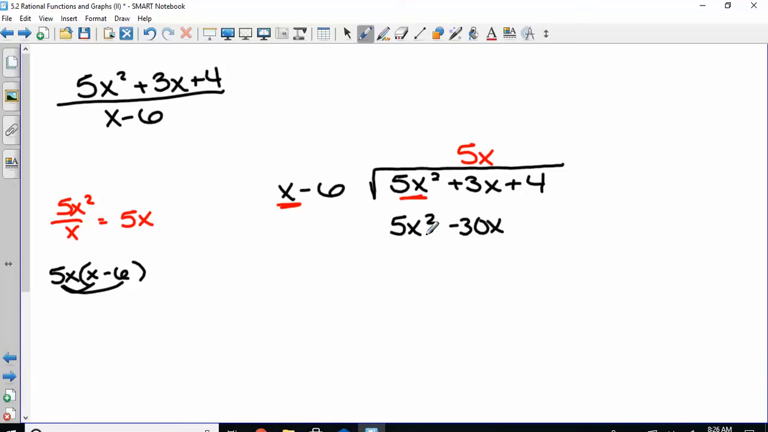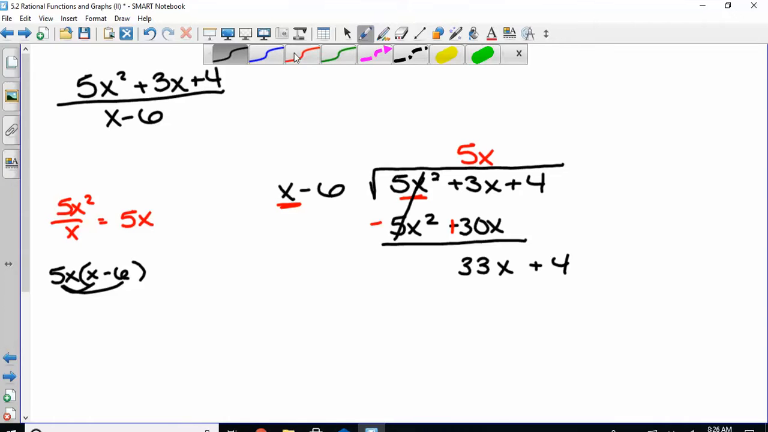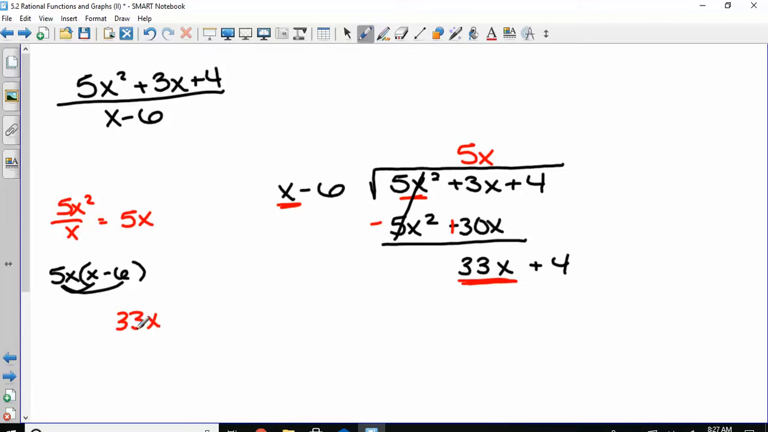What do we do from here? Subtract. So I have to change all of those signs. So then the x squares cancel, 3x and 30x gives us 33x. And you can bring down the plus 4 if you want. Then what do we do? Divide. We're taking the 33x divided by x, and we get 33. That is all you need. So your oblique is y equals 5x plus 33. You don't have to keep going.